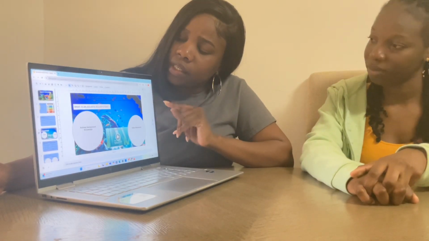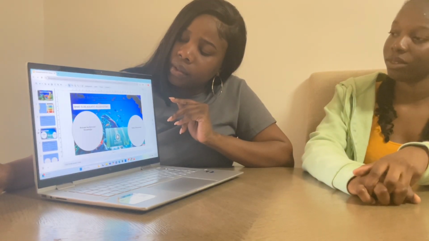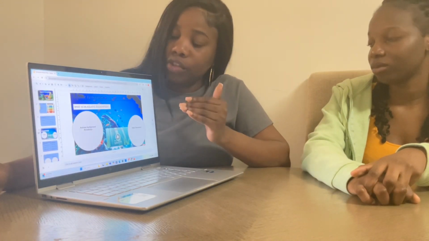So remember, what ecosystem are we talking about today? Aquatic ecosystem. And we know that the word aquatic means what? Water. Okay, so can you give me a definition of an aquatic ecosystem? What is an aquatic ecosystem? An aquatic ecosystem is a type of ecosystem found in water. Good. So the main thing is it's an ecosystem that is found in water. Where is it found? Water. It is found in water, right? So today we will be discussing the aquatic ecosystem.